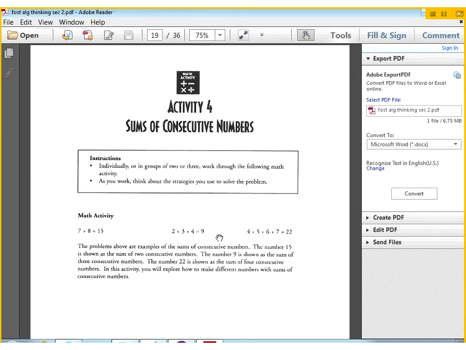Show us some examples of how you can write numbers as the sums of consecutive numbers. So the examples up there are 15 is 7 plus 8, and 7 and 8 are consecutive. 9 is 2 plus 3 plus 4. That's why I keep backing up the problem. My apologies.